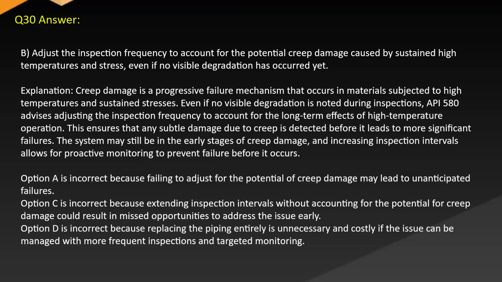The system may still be in the early stages of creep damage, and more frequent inspection allows for proactive monitoring to prevent failure before it occurs. Option A is incorrect because failing to adjust for the potential of creep damage may lead to unanticipated failures. Option C is incorrect because extending inspection intervals without accounting for the potential for creep damage could result in missed opportunities to address the issue early. Option D is incorrect because replacing the piping entirely is unnecessary and costly if the issue can be managed with more frequent inspections and targeted monitoring.